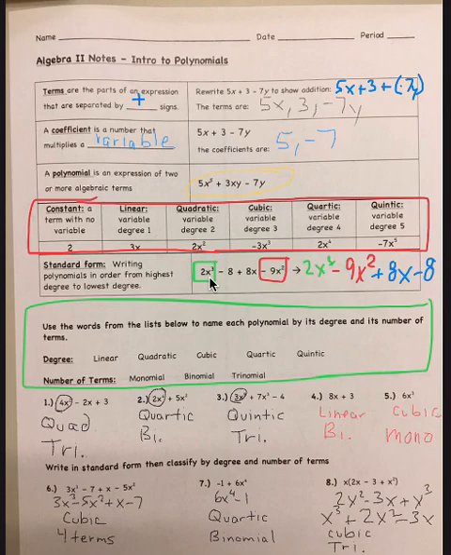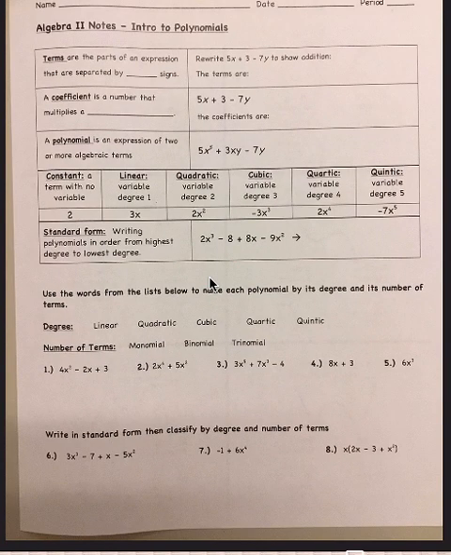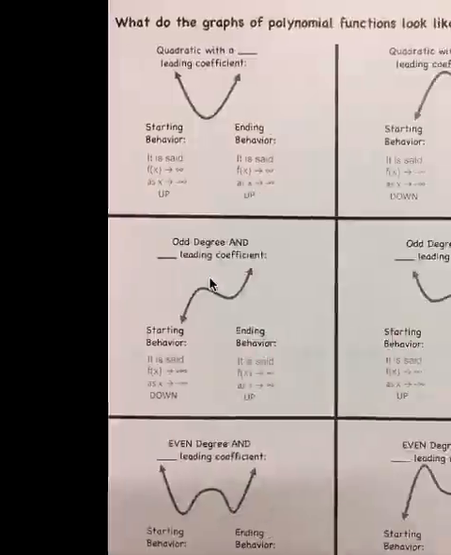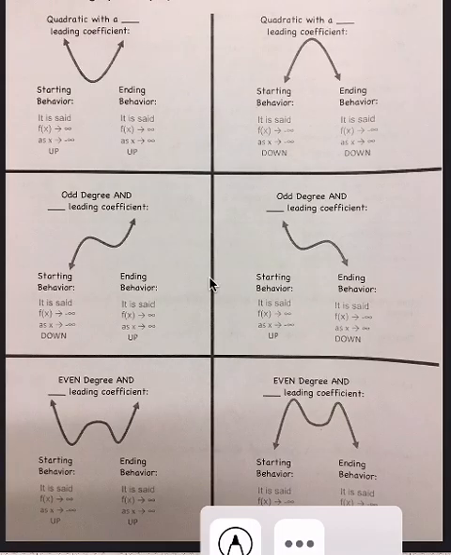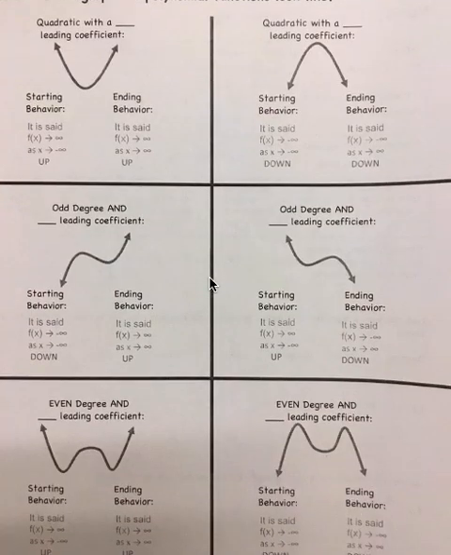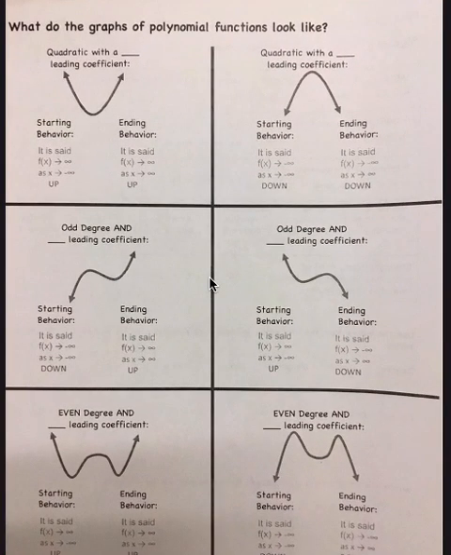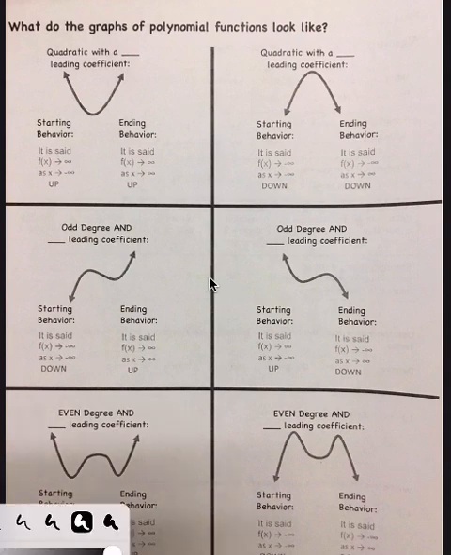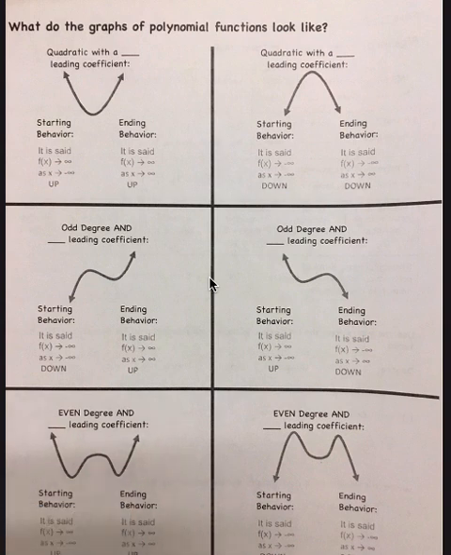Okay, so now we're going to flip over the page. If you give me a second. We'll get to the second page. And okay. So now, what do the graphs of polynomial functions look like? In this case we are generalizing, and we're looking at starting behavior and ending behavior. A lot of times you'll see I'll just ask what the end behaviors of the graph are, and that's what it means, starting behavior and ending behavior.